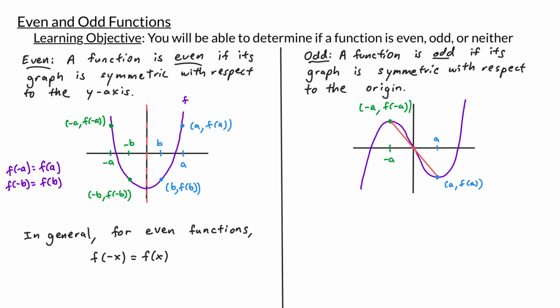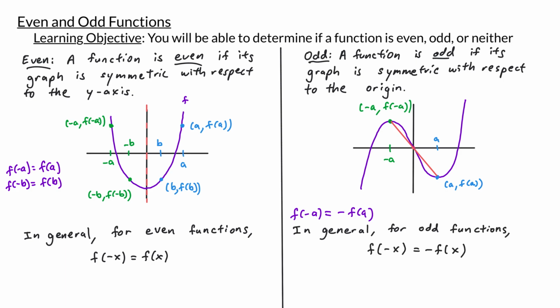Since our two y coordinates have opposite signs, we can conclude that f of negative a, the y coordinate of the green point, is equal to negative of the y coordinate of the blue point, which is f of a. Now this relationship here will hold true no matter which x value we focus on. So in general, whenever we have symmetry with respect to the origin, we have the relationship that f of negative x is equal to negative of f of x. So this relationship here is how we decide whether a function is odd or not.